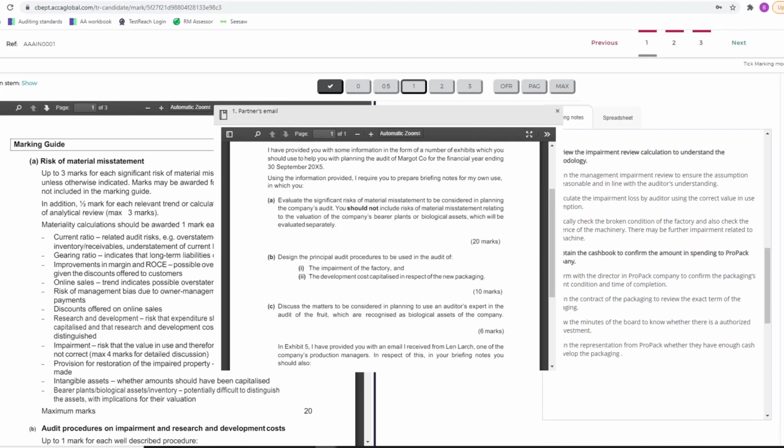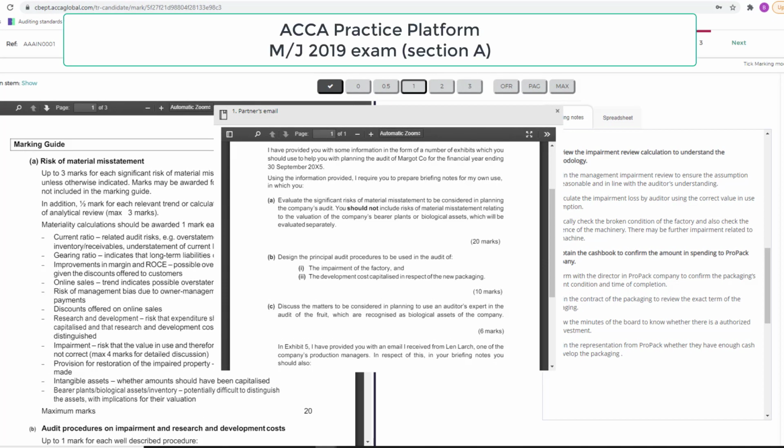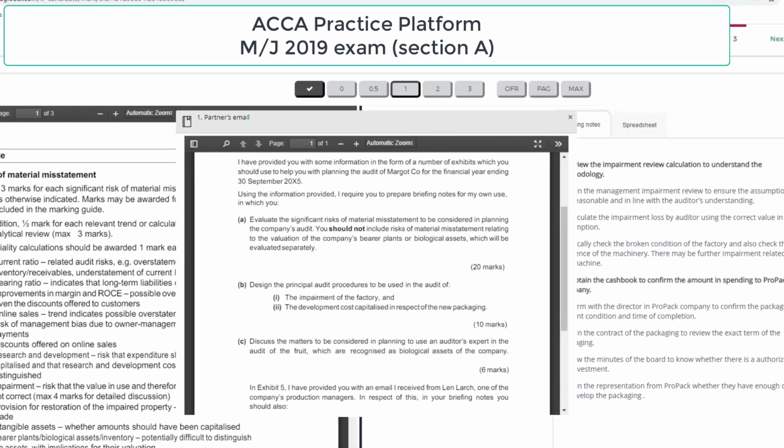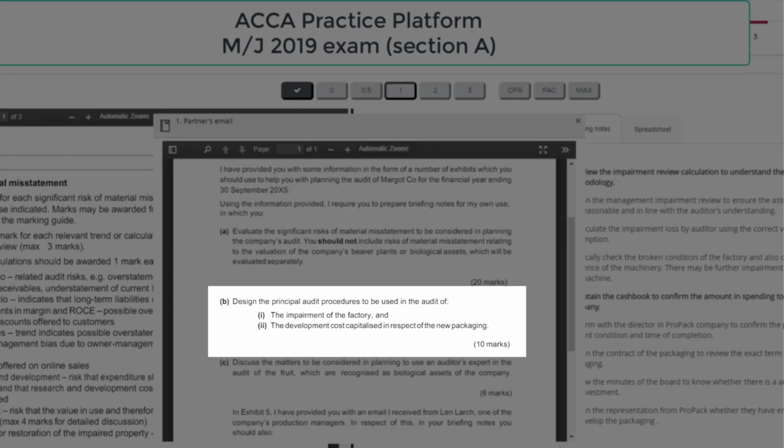We're back here in the March-June 19 exam paper that's up on the ACCA's practice platform. And we're looking at part B from the long case study question, question 1. And we're asked to design the principal audit procedures to be used in the audit of 2 areas, a factory impairment and some development costs that have been capitalised in respect of new packaging. And it's 10 marks, so 5 marks for each.